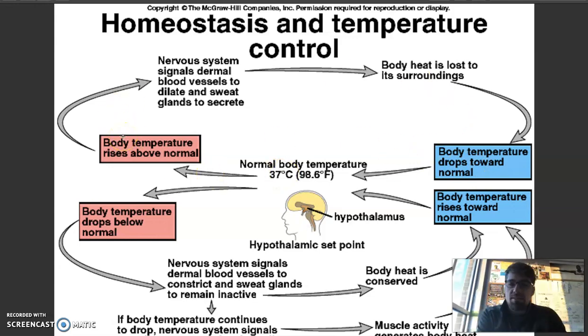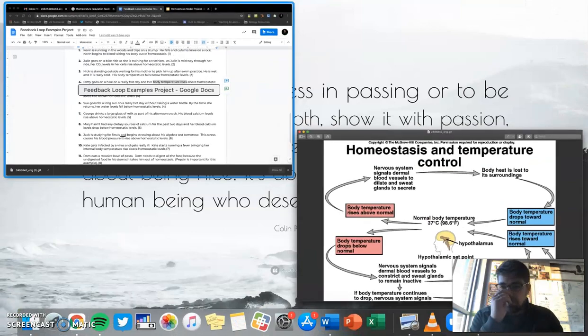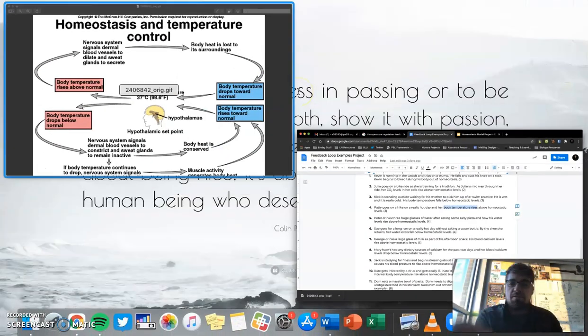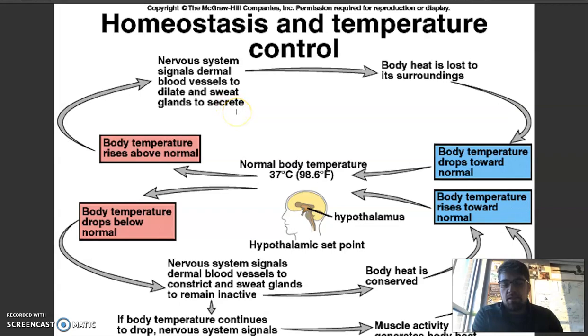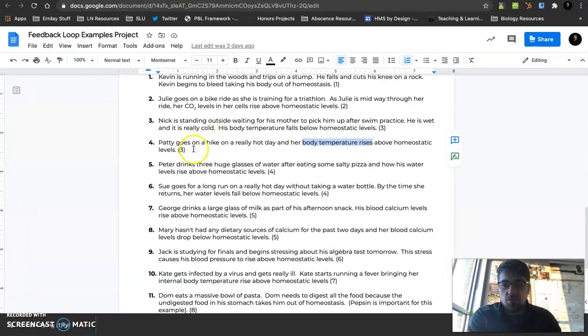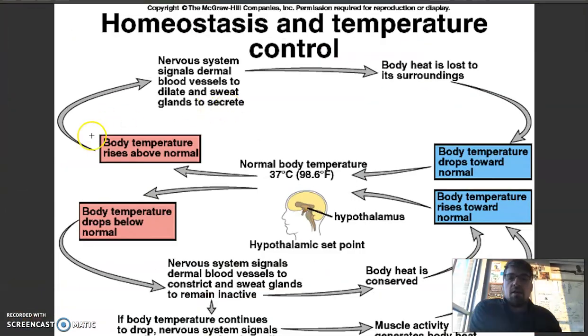What I'm asking you to do on your poster is draw that feedback loop out and explain it in relation to your example. So here I would say, Patty goes on a hike on a hot day and her body temperature rises above normal. Then you would say, Patty's nervous system signals, and so on. Again, make this make sense. Keep it simple.